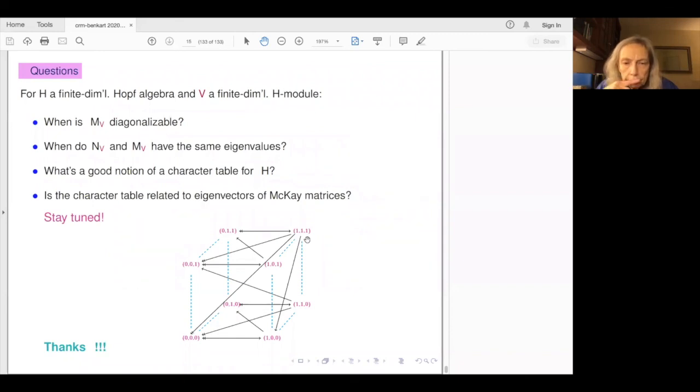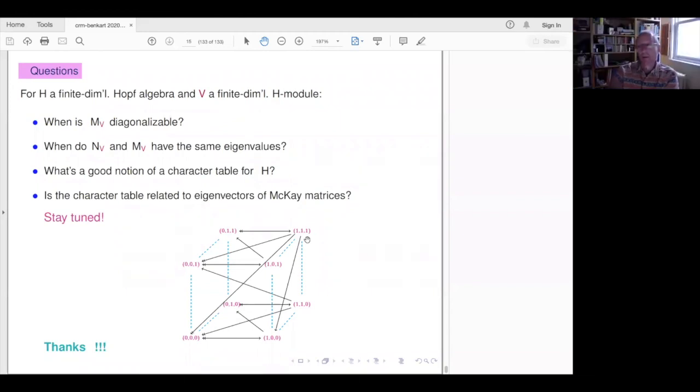Another might be to just start with the trivial module and start tensoring with your V. And then maybe even just start with all the simple modules and tensor with V. That would be multiplying by the Makai matrix repeated times. So I think you could get information out of that. Probably pretty helpful information. Thank you. And thank you for the talk.